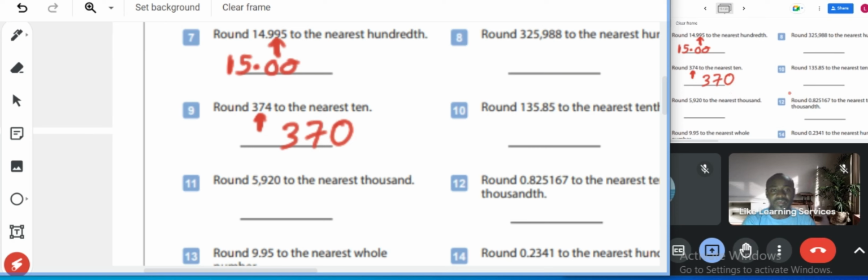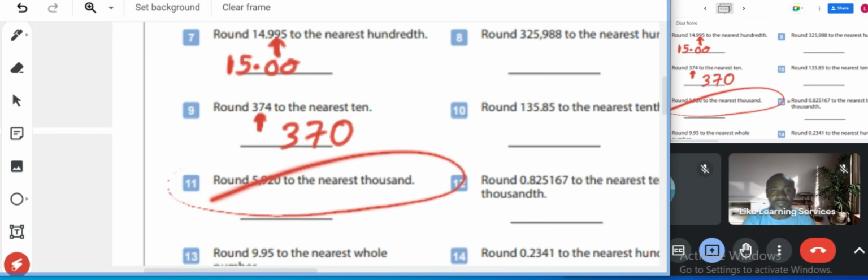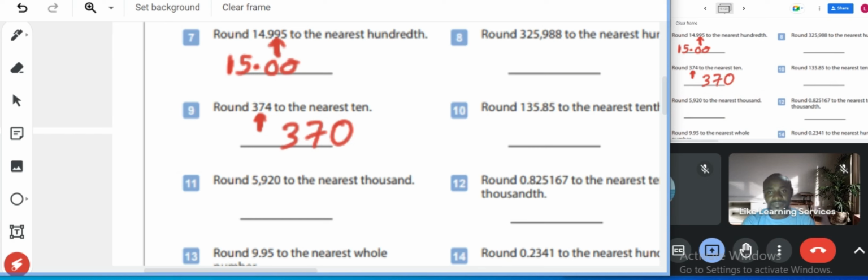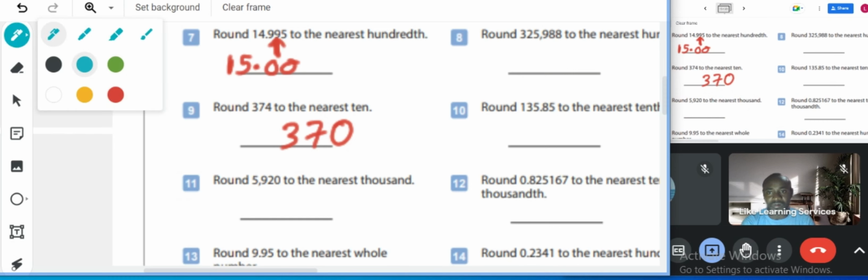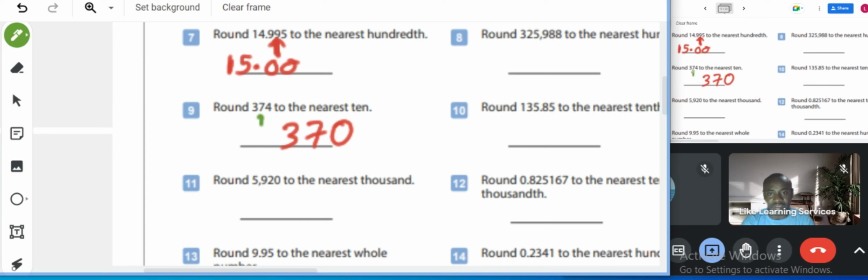Okay, let's see this one, number 11. Hold on, let me put this very well so it doesn't look like a number. I can use a different color. Maybe we're supposed to stop at 7, right? Yes.